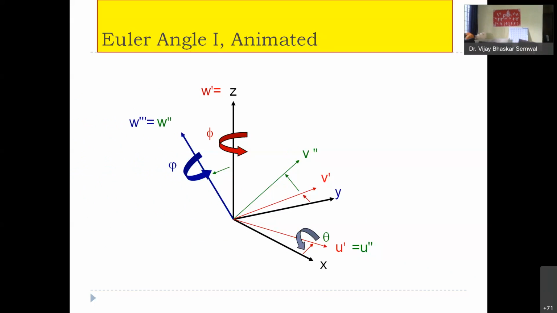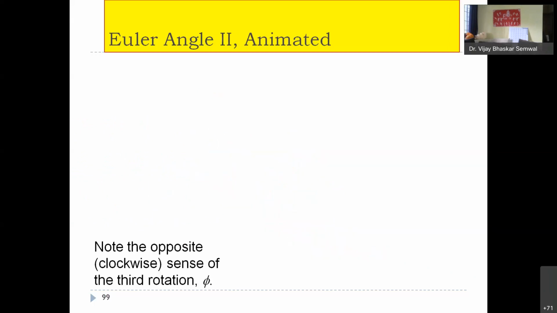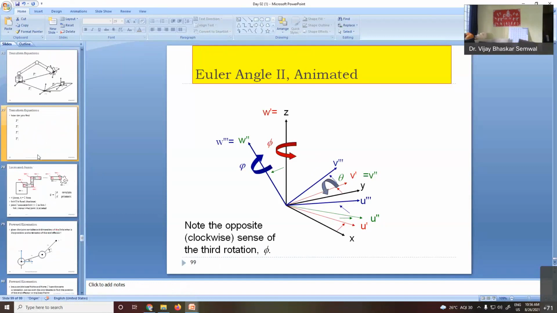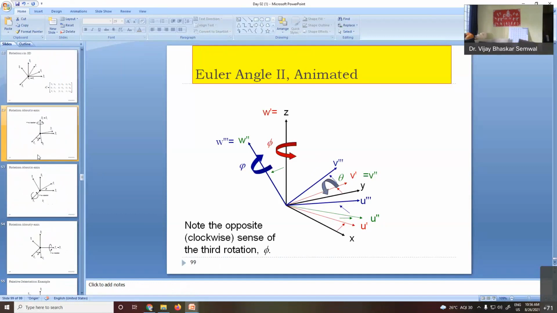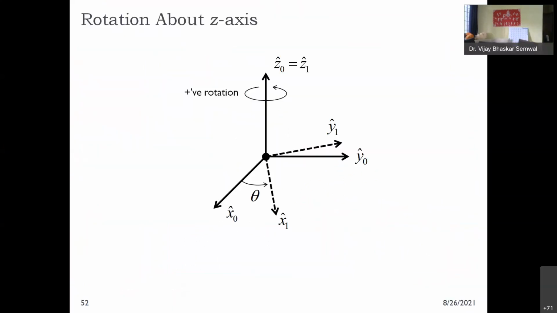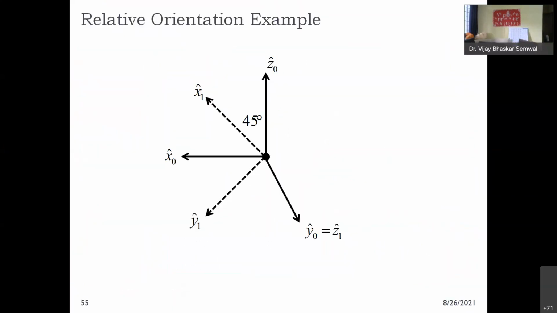Now I'm rotating around again W prime, W double prime. W will not move, but V double prime will move and U double prime will move. This is how, by animation, you have visualized the rotation. अगर ये रोटेशन होगा तो अब मुझे कैलकुलेट करना है.